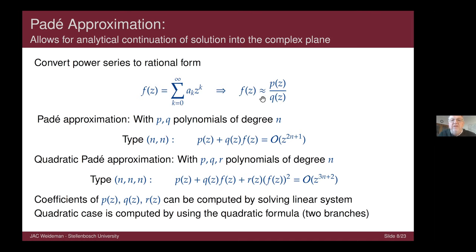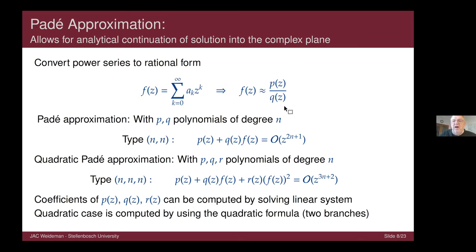You just clear the denominator, you take the q to the other side, and likewise the p, and then you have unknown coefficients for the p and unknown coefficients for the q. But when you collect terms and knock out the first so many powers of z, you end up with a linear system from which you can solve the coefficients of the p and the coefficients of the q, and then you have a rational approximation to f. And now this you can take into the complex plane much more easily than just the power series. The only problem is you only have poles as approximate in your approximation space.